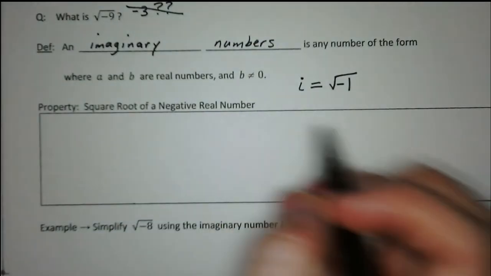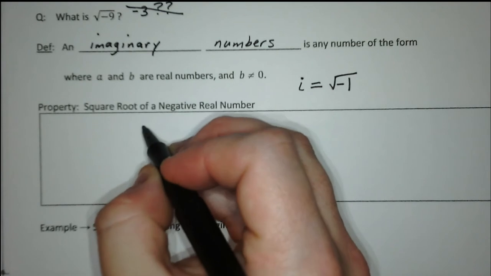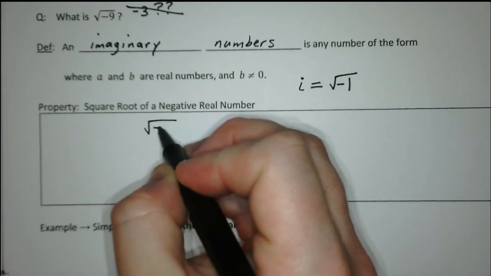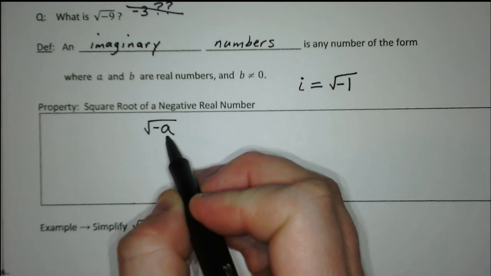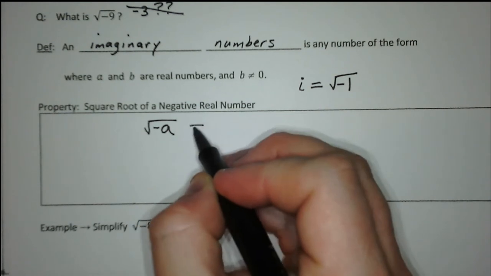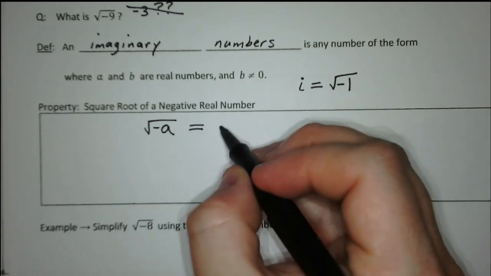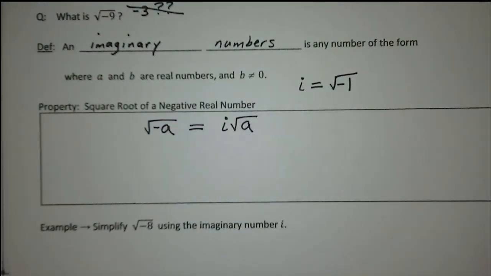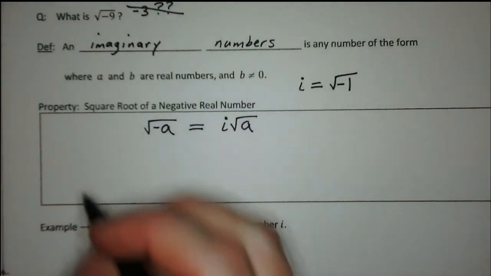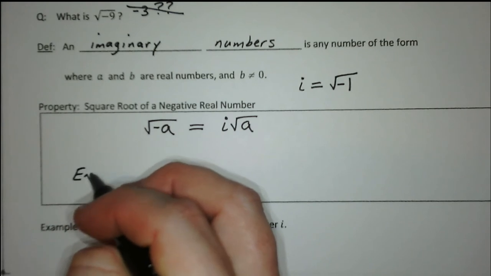All right, so just some little property here. The square root of negative a: if a is any real number, then we say that the square root of negative a is I times the square root of a. So here's what just happened there.